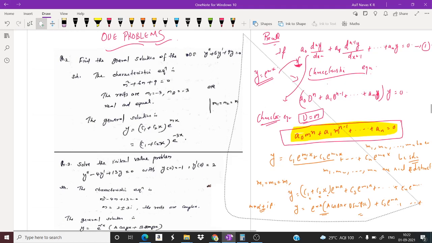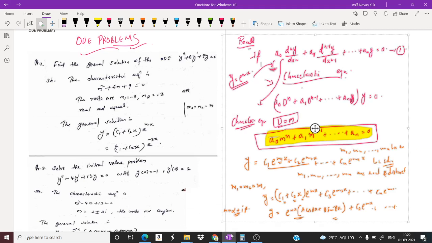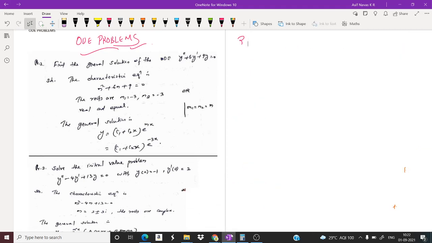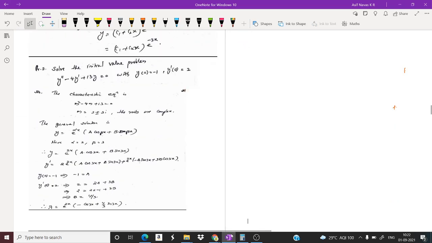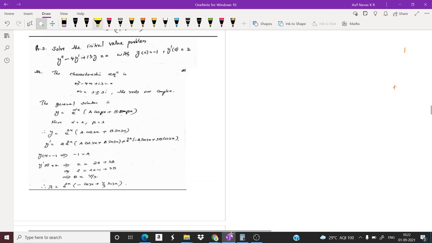Now if we know this, we can easily solve problems. In the last class we discussed this. So now we will do a problem. Solve the initial value problem y'' minus 4y' plus 13y is equal to 0 with y(0) equal to minus 1, y'(0) equal to 1.